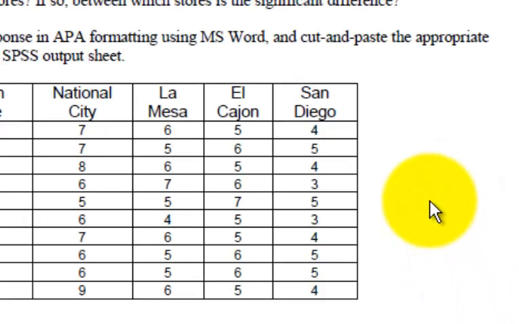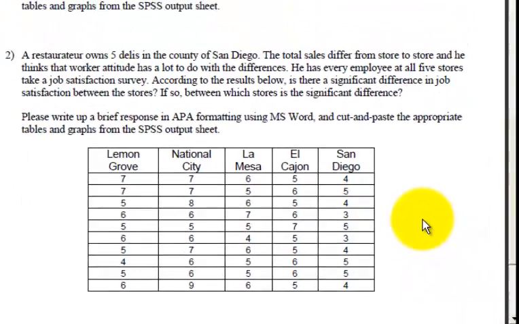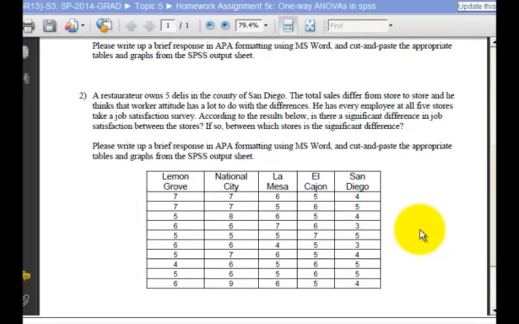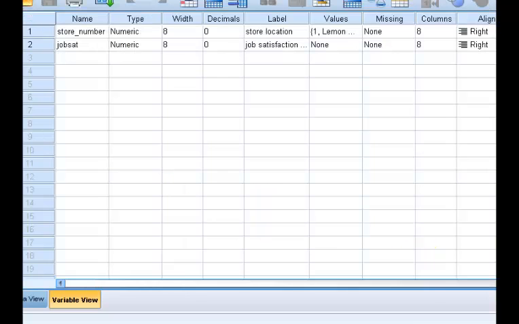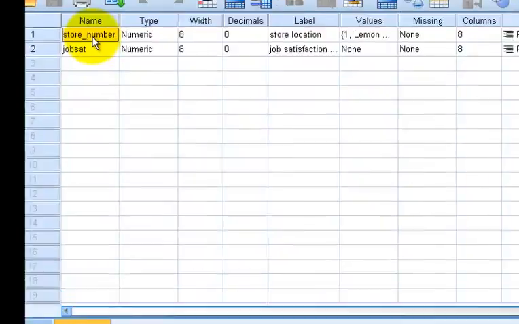Hold on, I'm going to do this last one real fast. So a restaurateur owns 5 different stores and the sales are all over the place. He's going to try to figure out what's causing that by measuring job satisfaction at each of his 5 different stores. Okay, so this is definitely a one-way ANOVA. So let's go ahead and set this up in SPSS because Excel does not do ANOVAs. Not yet. It probably does, but I don't know how. So give me a second.